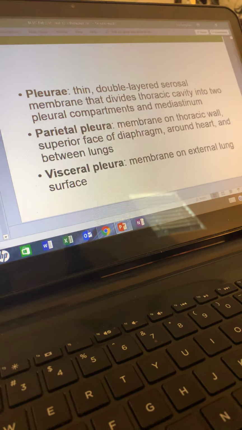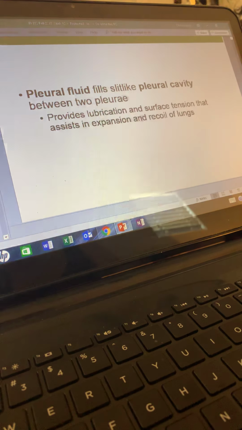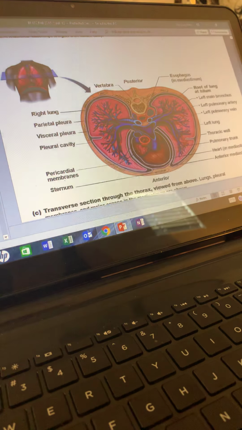And in between the parietal and visceral layers is the pleural space, right, between the two pleura. And it provides lubrication and surface tension that assists in the expansion and recoil of the lungs.